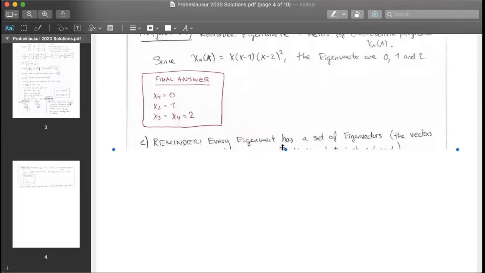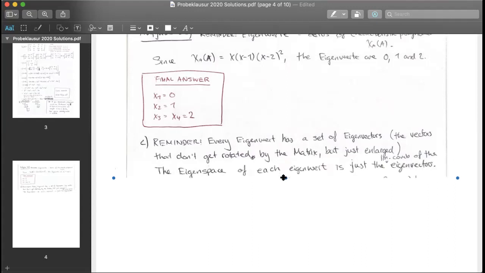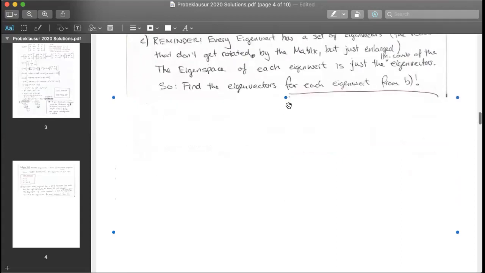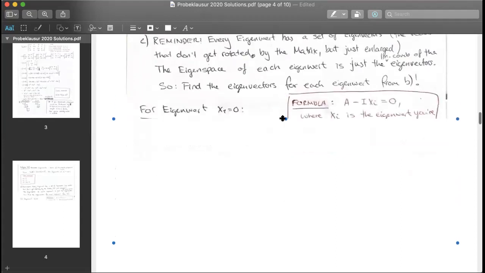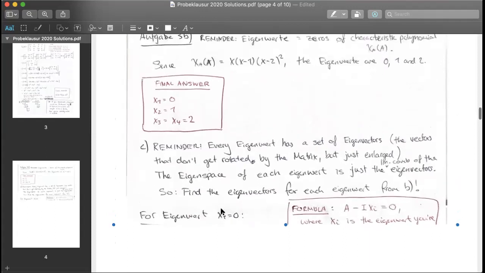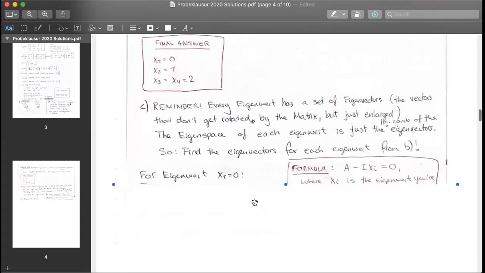Anyways, so that's what is written here. Every eigenvalue has its own set of eigenvectors. It's not just a set, it happens to be a space as well. So that's where eigenspace comes in, but let's talk about that later. For now, let's just focus on finding the eigenvectors for each of these eigenvalues. So first, let's find the eigenvectors for eigenvalue x1 equals 0.